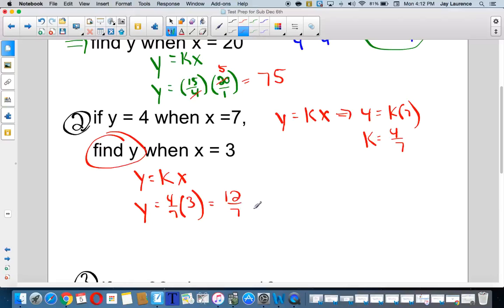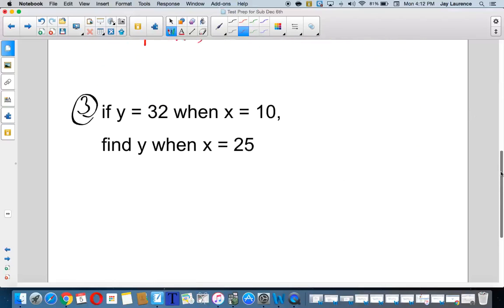Now, if you want to go mixed number on this one, you can. That would be 1 and 5 sevenths. But you don't have to. Okay, so y is 12 sevenths or 1 and 5 sevenths when x is 3. All right, here's another problem to practice.